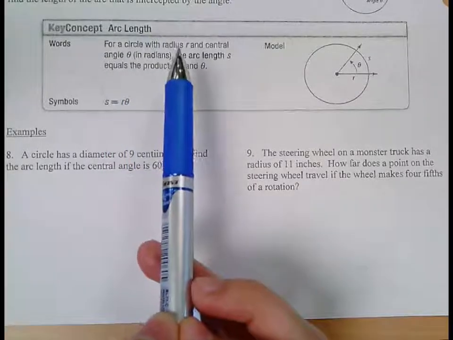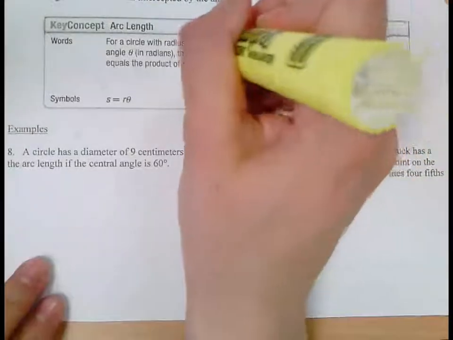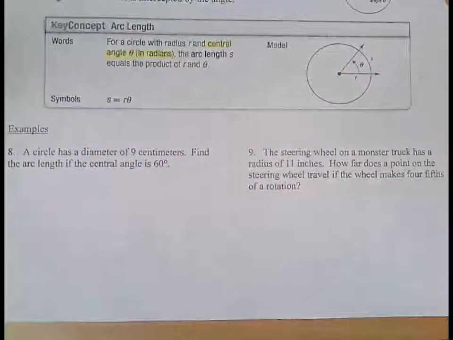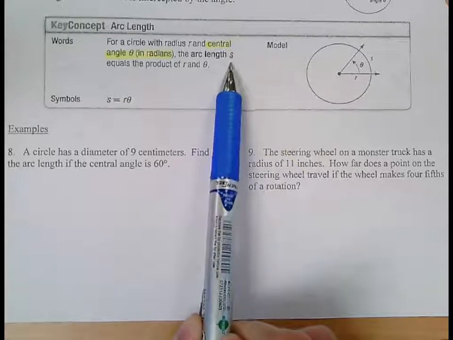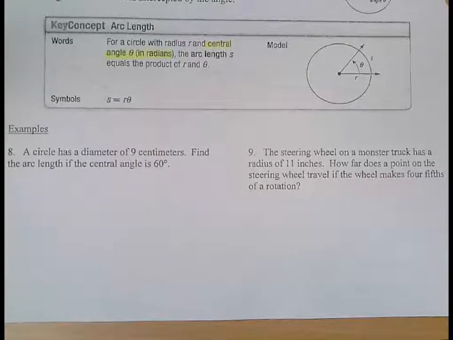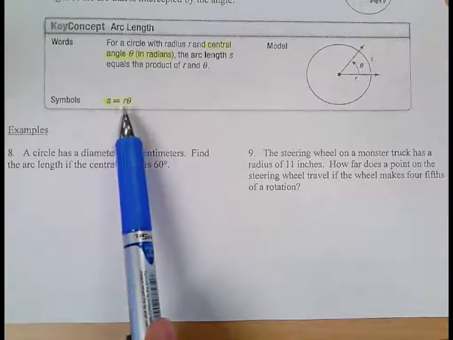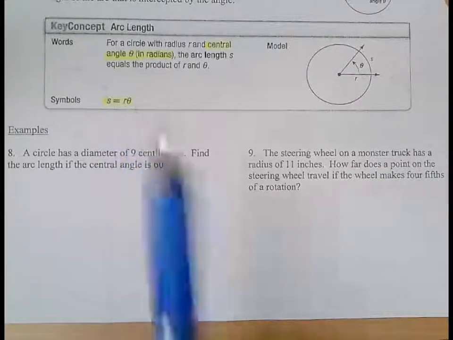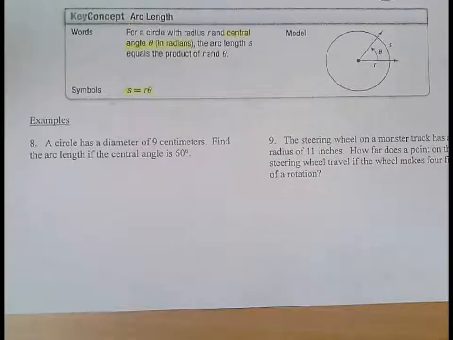So for a circle with radius r and central angle theta in radians, so your central angle to use this formula has to be measured in radians. Meaning if you have a central angle given in degrees, it has to be converted to radians first. Then the arc length, which is notated with S, equals the product of r and theta. So this is your formula for arc length here. S equals r times theta. Arc length is radius times your central angle measured in radians. And then there's a diagram as well of what you're trying to find and where everything is located.